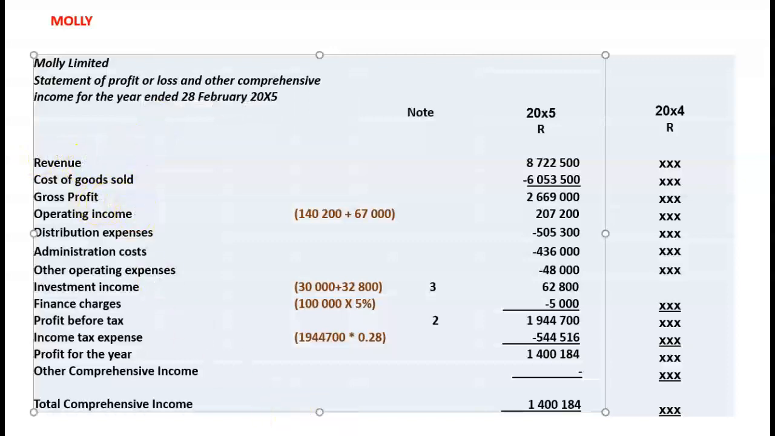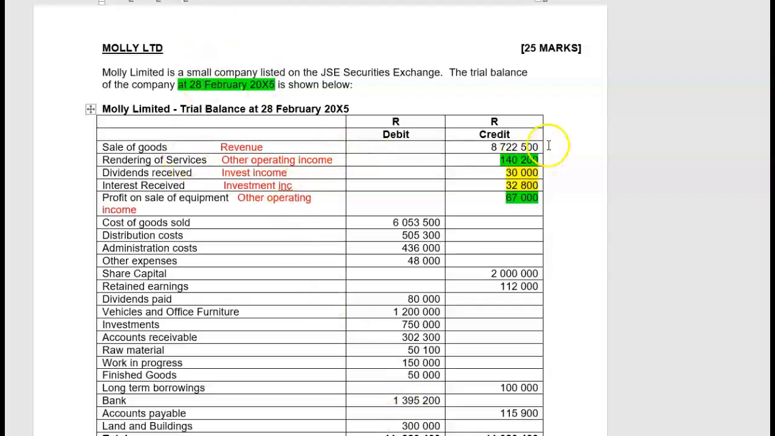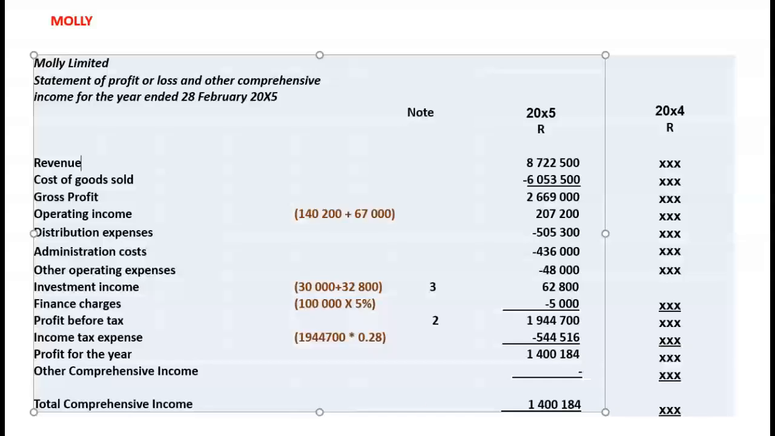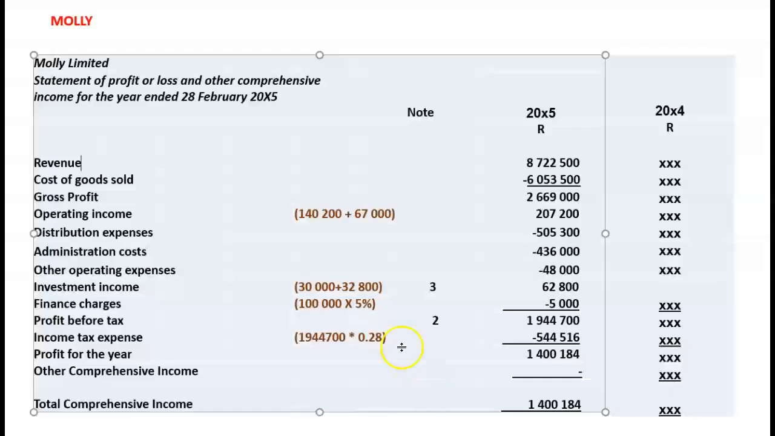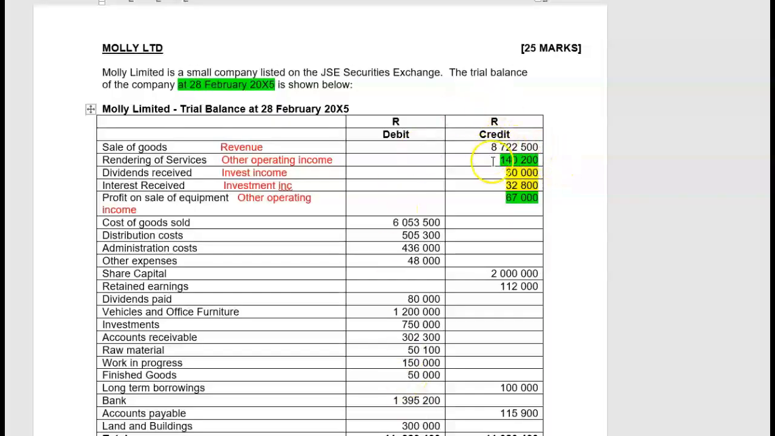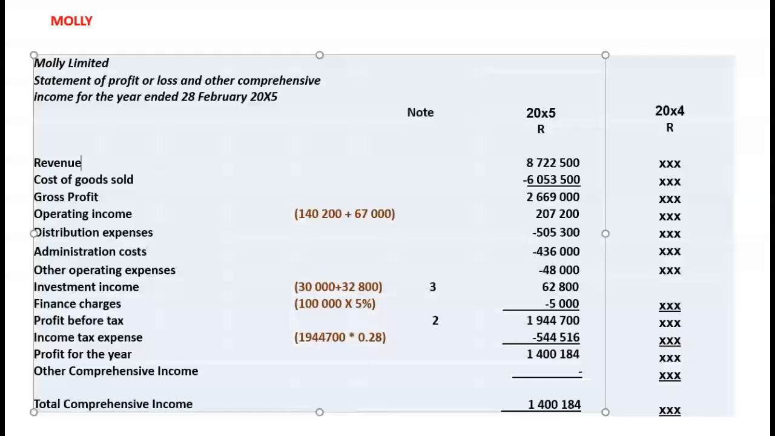Revenue. And revenue now replaces our sales figure in the past, 8,722,500. Cost of sales or cost of goods sold, either one of the two. And that would be our cost of goods sold, 605,500. And the difference, as always, is going to be my gross profit. Then operating income, and we've already spoken about that. That would be the 140,200 and the 67,000, the profit on sale, which we've spoken about.